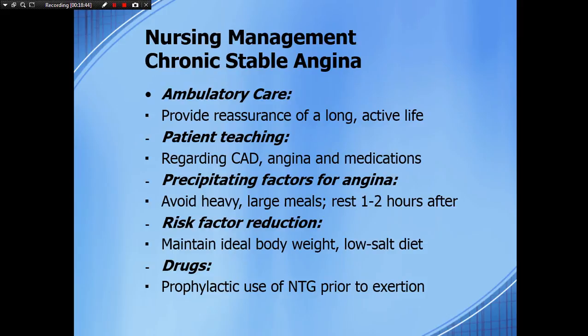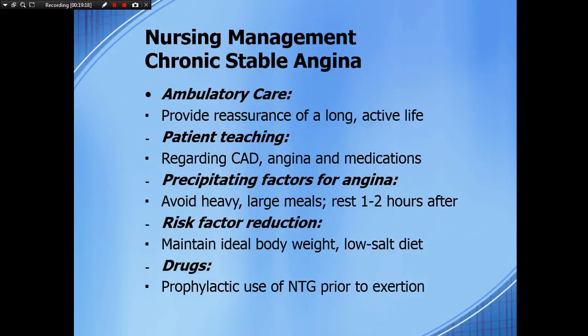You need to give the patient information regarding CAD, angina, precipitating factors for angina, risk factor reduction, and drugs. We must give the patient instructions on how to avoid or control precipitating symptoms or factors. For example, teach the patient to avoid exposure to extremes of weather and heavy, large meals. If a heavy, large meal is eaten, tell the patient to rest for 1 to 2 hours after the meal because blood tends to be shifted to the GI tract for absorption and digestion.